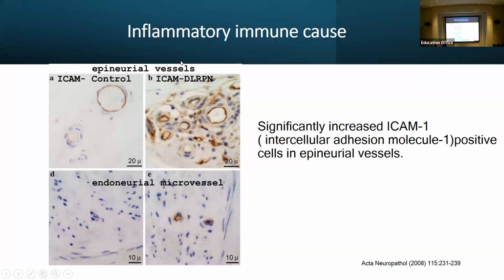So for the inflammatory immune cause, this is a study published in 2008. They basically did immunostaining of different inflammatory markers. So this is intercellular adhesion molecule 1. You can see, compared to the control group, the epineurial vessels in the disease patients show significant elevation of ICAM expression in the epineurial vessels.